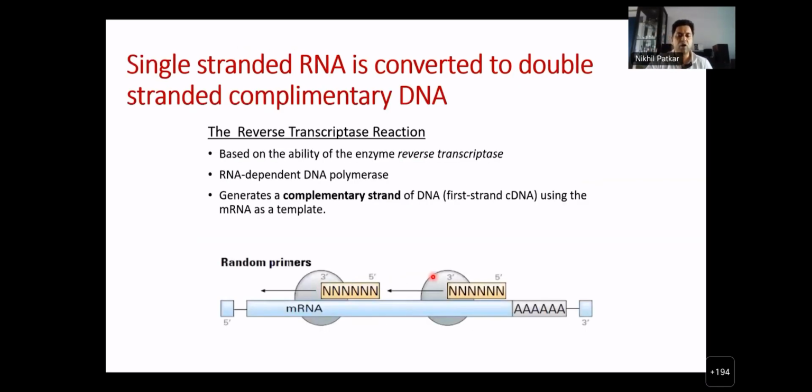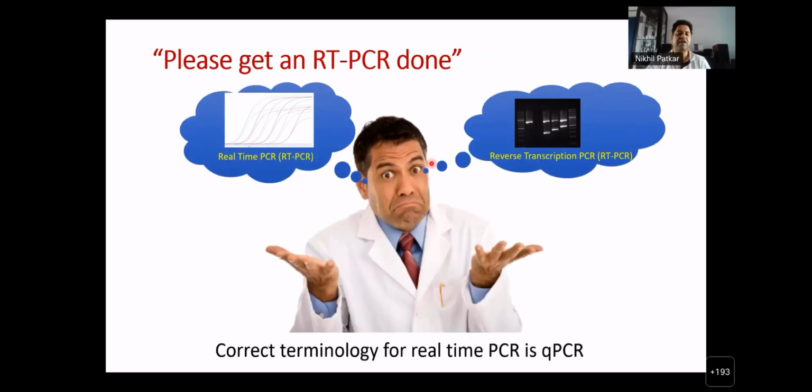So you have RNA, which is converted to a complementary strand of DNA as RNA is single stranded, and this is done by an enzyme called reverse transcriptase. So when you say RT-PCR, it can be confusing. The correct terminology for real-time PCR is qPCR.